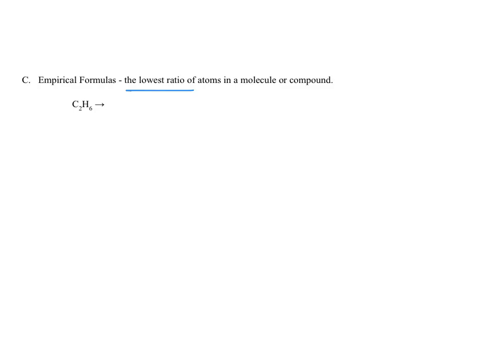And when we did that, and we had subscripts that look like this, 2 and 6, we can reduce those just like we would reduce fractions. So you can divide each of those subscripts by 2 and end up with CH3, which would be your empirical formula for C2H6. So you have to be able to simplify those, and then also we have to be able to calculate them depending on information that we're given. So let's take a look at an example for that.